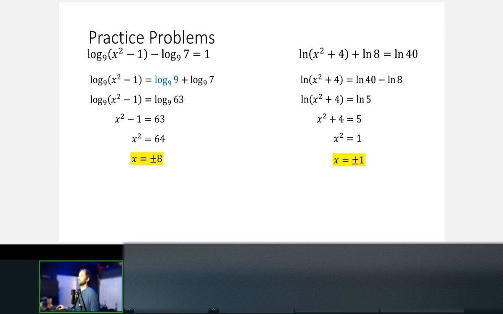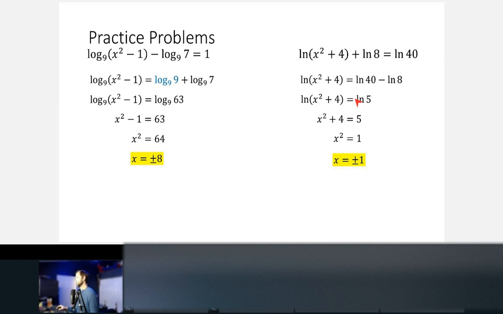Oh, yeah, okay. So look at it. On here, I actually made it subtraction because I recognized that 40 divided by 8 is 5. So I went ahead and subtracted natural log 8 for my first step. And then subtraction became division. So 40 divided by 8 gave me 5. So I did it that way.